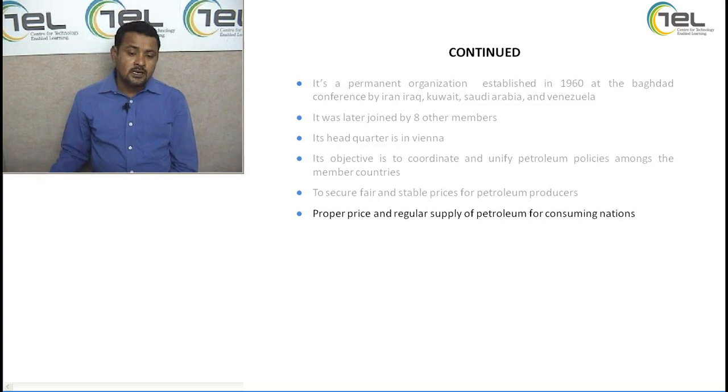As I've already told you, it has two different sets of objectives. One is to secure a fair price for that product and ensure that each member country gets a stable, fair return on their investment. Second, they must ensure a fair price and regular supply of oil to the consuming countries.